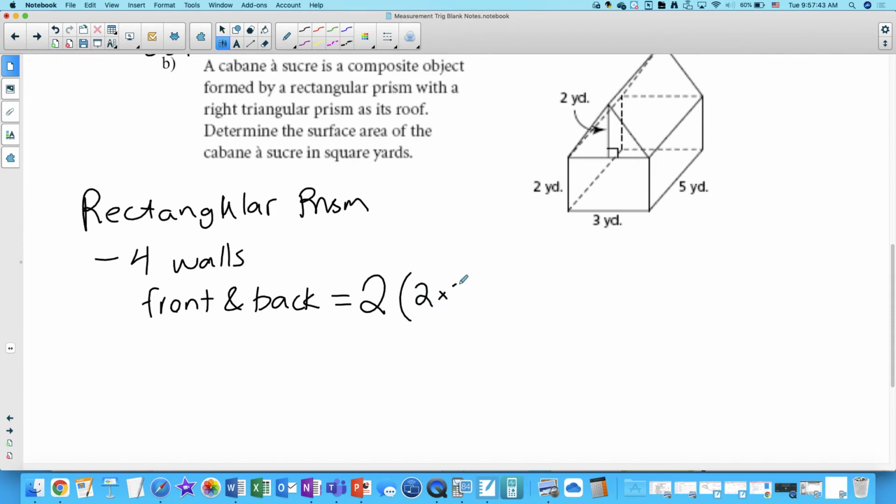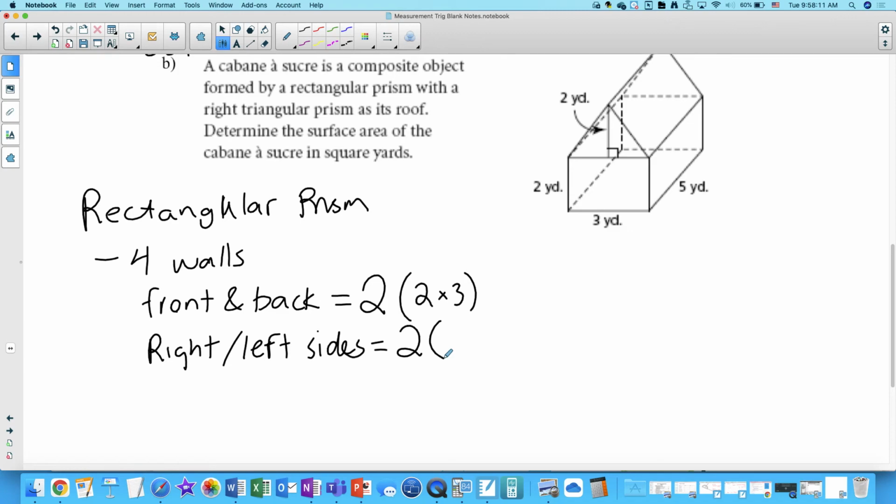there's 2 of those. And then what are the dimensions of the side walls? Yeah. 5 by 2? Yes. So this is 2, and this is 5. So each of those rectangles are 2 by 5, or 5 by 2. Okay, so that's the rectangular prism part.